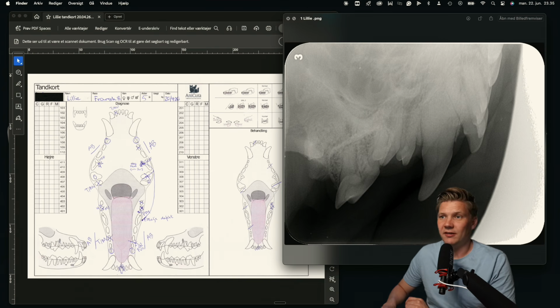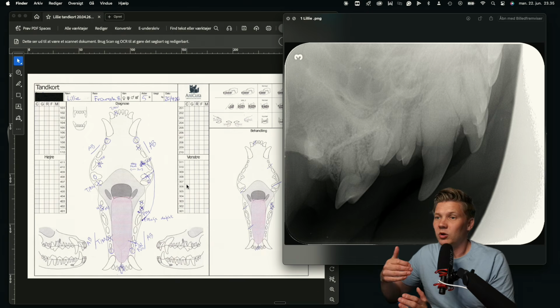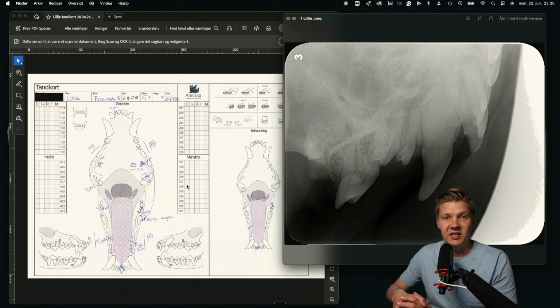On the left side of the screen we have the dental chart. And basically we fill it out with the findings. The reason why we do a dental chart is because we want to remember easily what we found. We want to make some documentation, and we want to make it easier if another veterinarian is going to have a look at this patient after us. And it's just a good idea to keep track of what you found and what you did. And it's easy to just write it on a dental chart.